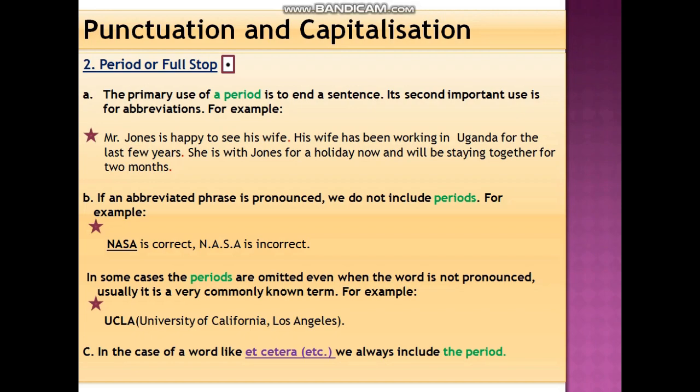Number B. If an abbreviated phrase is pronounced, we do not include periods.